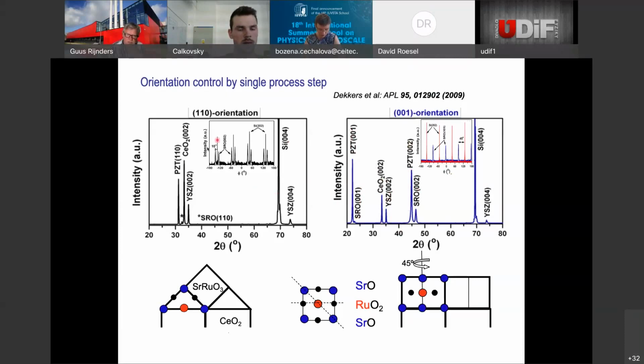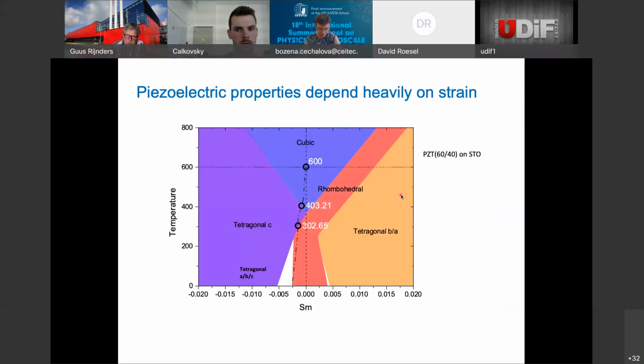So here 110 with some additional angles of this 10 degrees. And here you can clearly, from the rocking curves in X-ray diffraction, you can clearly see that it's 45 degrees rotated in the plane, and you get epitaxial growth. And that was quite important. I also talked about strain.